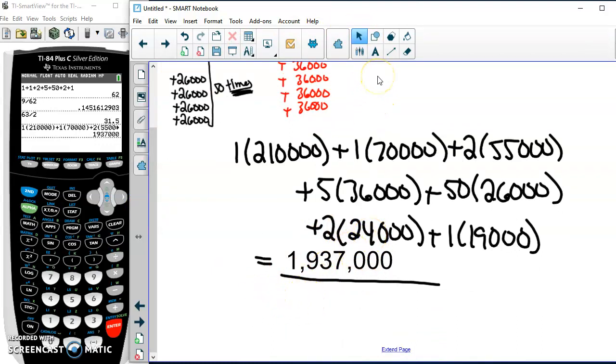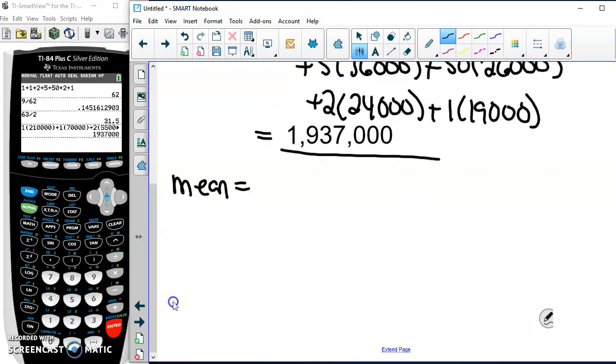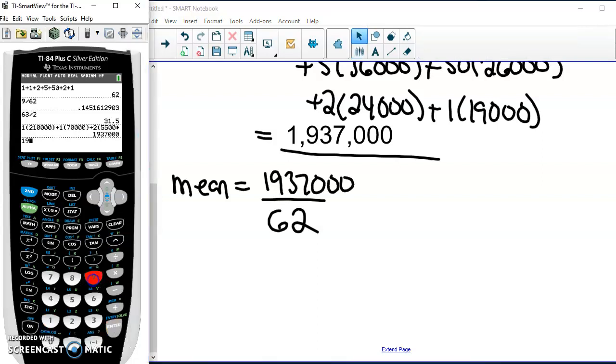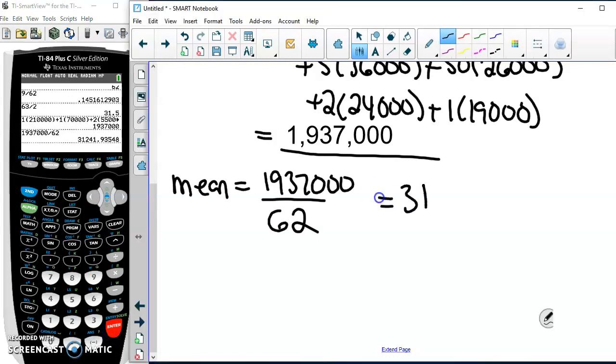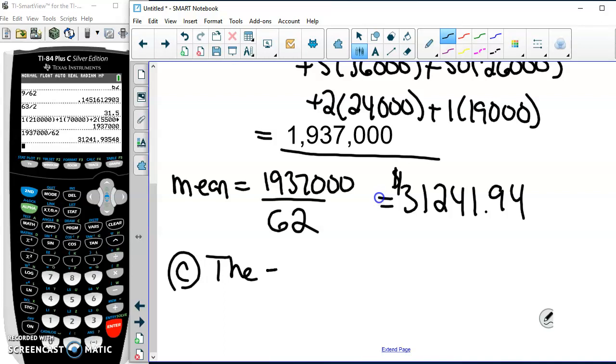So the mean is the average. You take all the salaries added together, and then divide by the total number of employees. That's 62. So 1937, and then 1, 2, 3, and then divide that by 62. Okay, so that's a salary of $31,241 and 94 cents.